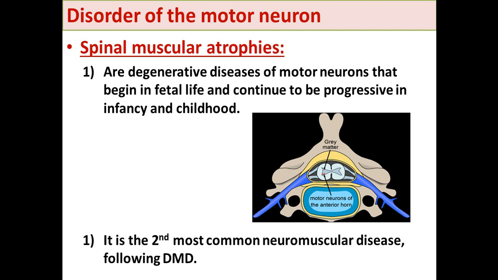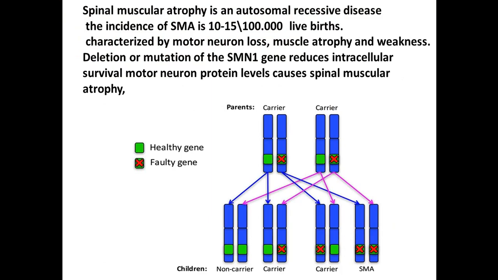It is the second most common neuromuscular disease after the dystrophic diseases. Also, spinal muscular atrophy is an autosomal recessive disease. The incidence is 10 to 15 per 100,000 live births. Usually there is muscle atrophy and weakness, and the cause here is due to deletion or mutation of the SMN1 gene, which reduces the intracellular survival motor neuron protein level, and this causes the atrophy.